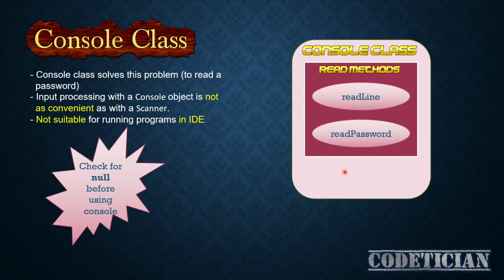So when you invoke these methods using that console object, it will give you a null pointer exception. We are going to see all this in the practical, but for now, just remember why the console class was introduced. It has one important method, readPassword, which solves the problem of the scanner class. But the input processing is not as convenient as the scanner class, and it is not suitable in IDEs. Always remember to check for null before using the console class. So this completes the theory for the console class. Let's go to the practical section.